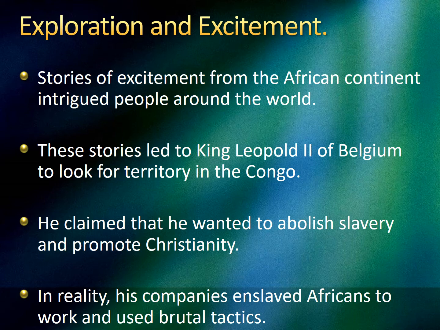And one of these who it really intrigued was King Leopold II of Belgium. And he's going to look for territory in the Congo. He claims that he wants to abolish slavery and promote Christianity in the region, but in reality, he has companies that actually enslaved Africans to do work, and they also use brutal tactics to keep them as well.